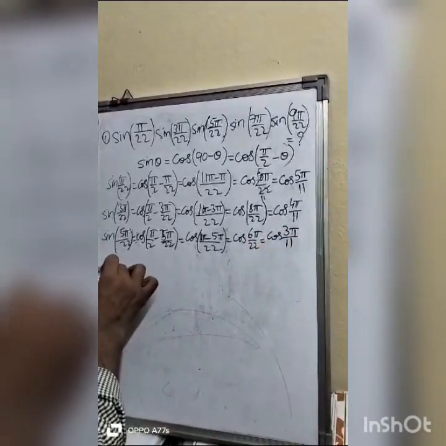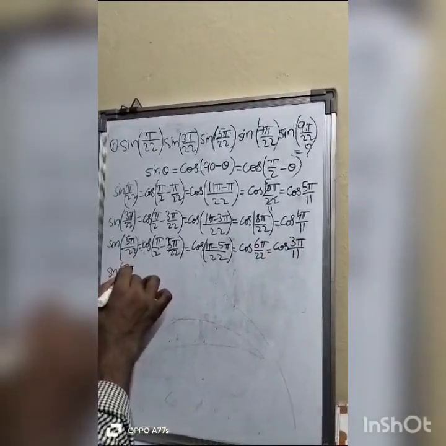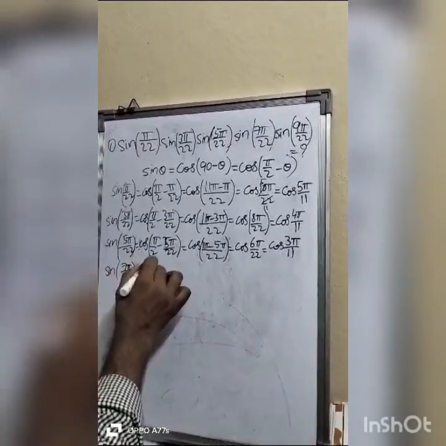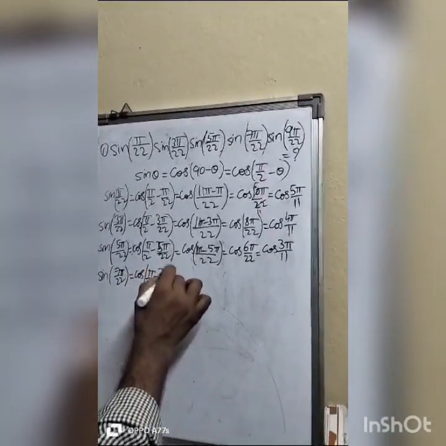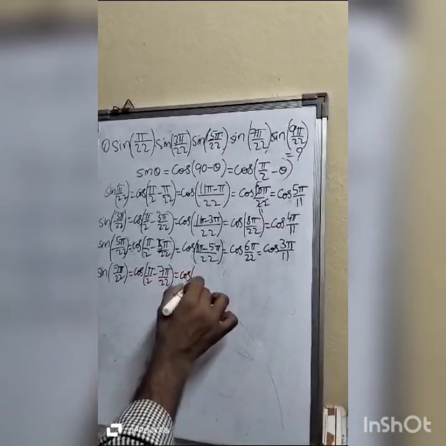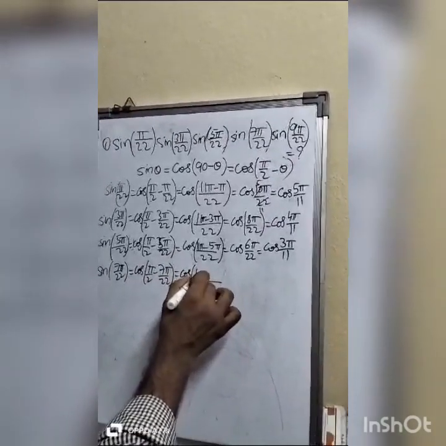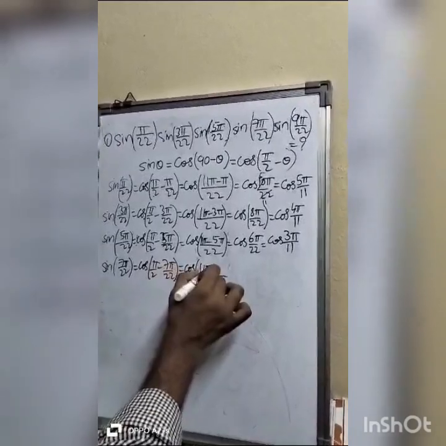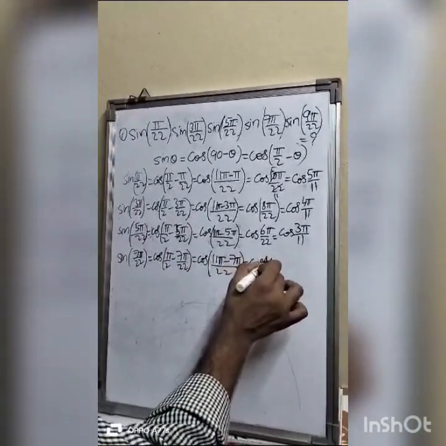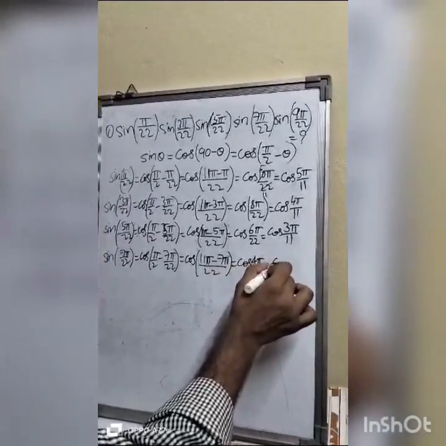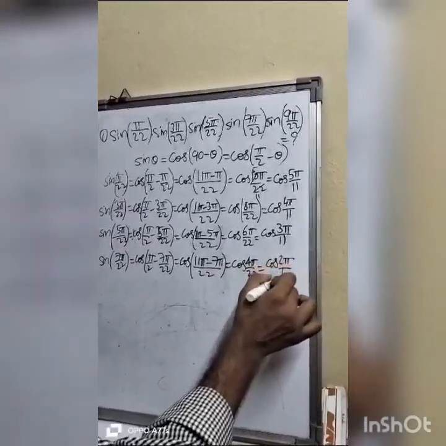Next is sin of 7 pi by 22. This is also written as cos of pi by 2 minus 7 pi by 22. LCM will be obviously 22. Now 2 11s are 22, so 11 pi minus 7 pi. This can be written as 4 pi by 22. That means this is 2 pi by 11.